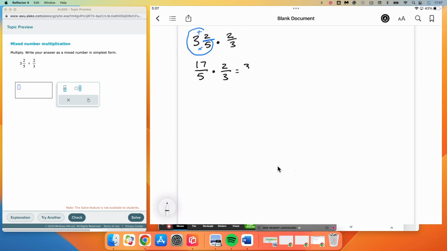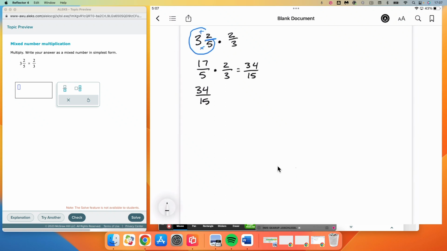17 times 2 is 34. 5 times 3 is 15. Multiplying straight across just like with any other fractions at this point. Simplifying this, 34 over 15 can be turned back into a mixed number. 15 goes into 34 twice with 4 left over. So we get 2 and 4 fifteenths.